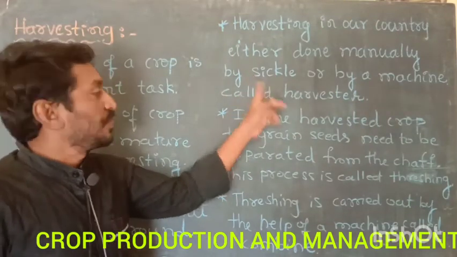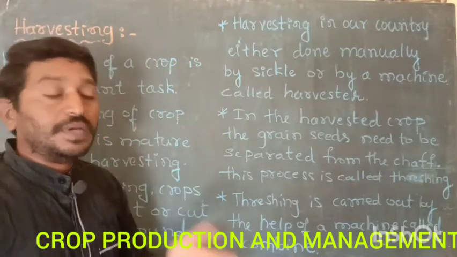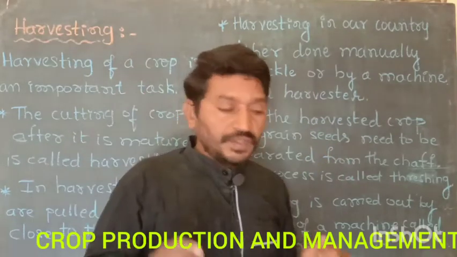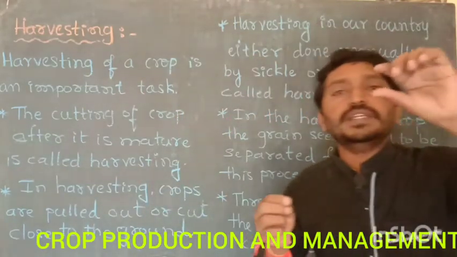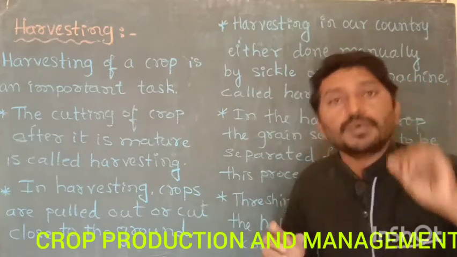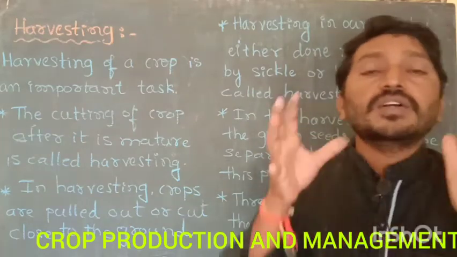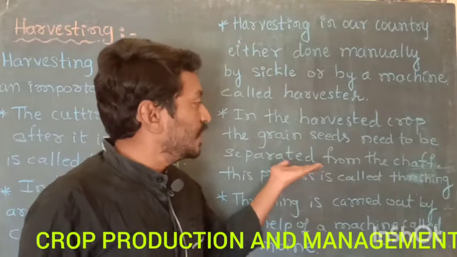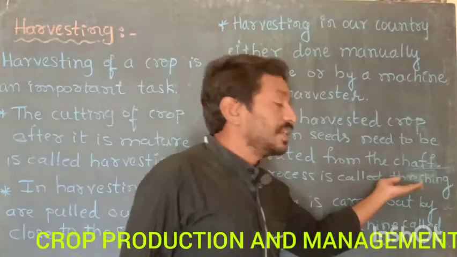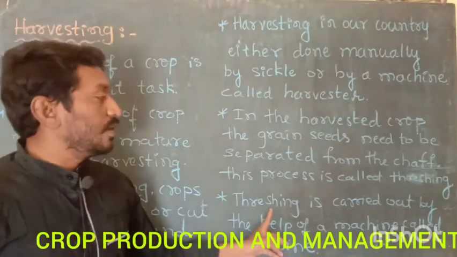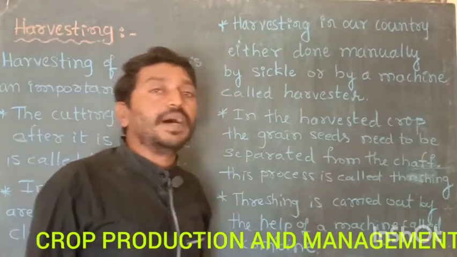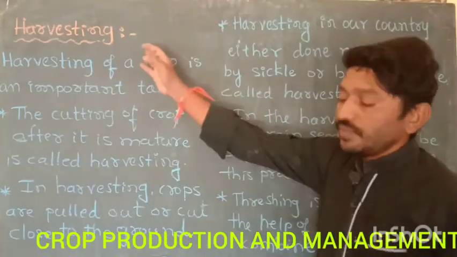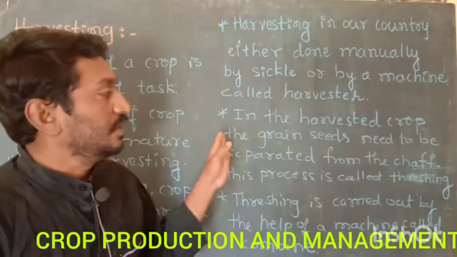Next, in the harvested crop, the grain seeds need to be separated. After cutting the crop, the grain seeds are still present in the crop. The main concept is to separate the grain seeds from the crop, and that is done by threshing. Threshing is carried out with a machine called a combine. In this way, the harvesting process takes place in our day-to-day life.